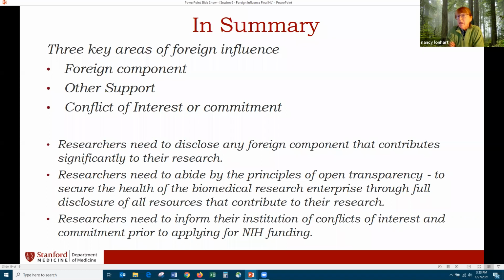As we learned this morning in the medical grand rounds, how important it is to be transparent with our research, our data. Full disclosure of resources assists with the determination that the NIH can make to help support how we fund our researchers. And then finally, we need to inform our own institution of any conflict of interest or commitment prior to applying for the NIH funding.